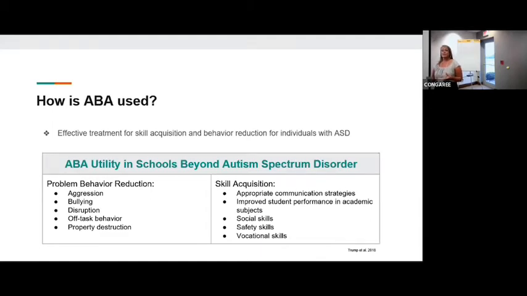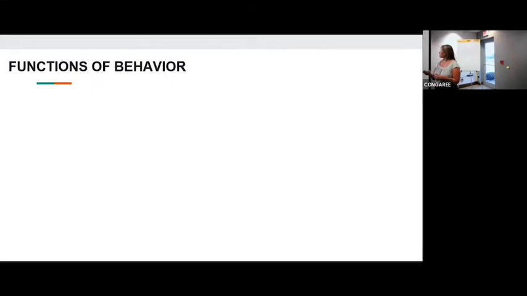So no matter what skill you're teaching, a BCBA might be an expert in the behavior portion, but everyone else is the expert in the other areas. So there's really that collaboration that needs to happen.